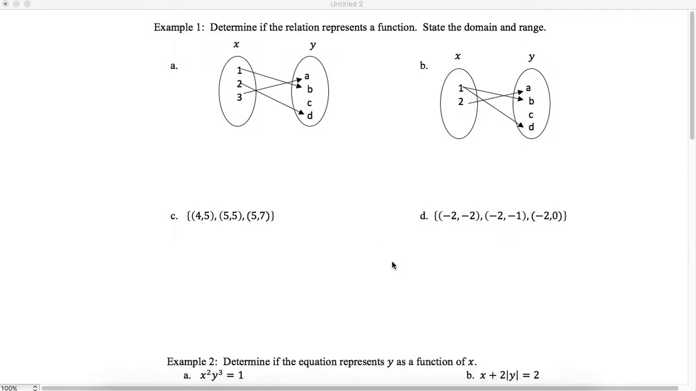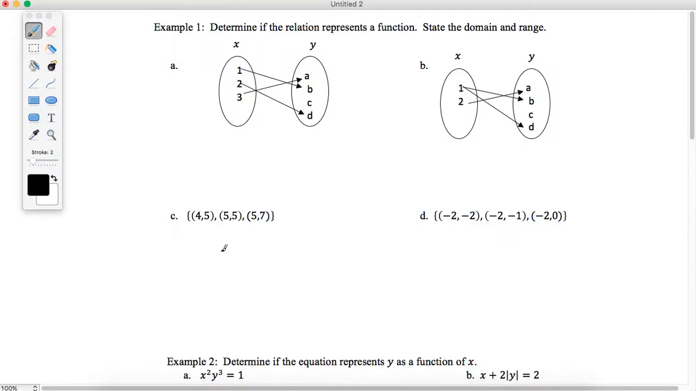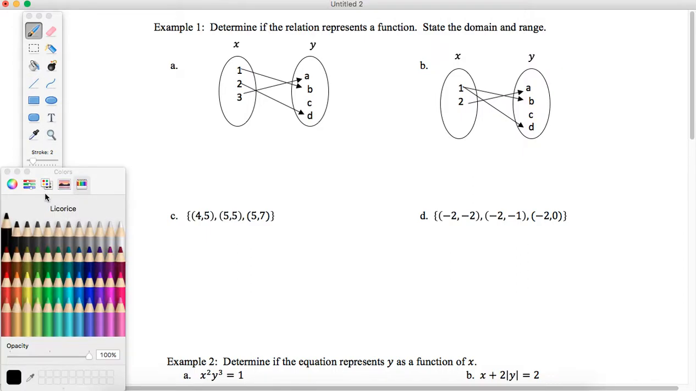Now that we know the definition of a function, let's use that definition to help us determine whether relations represent a function. We have a couple of relations here, and then we're going to state the domain and range. Let's look at part A.